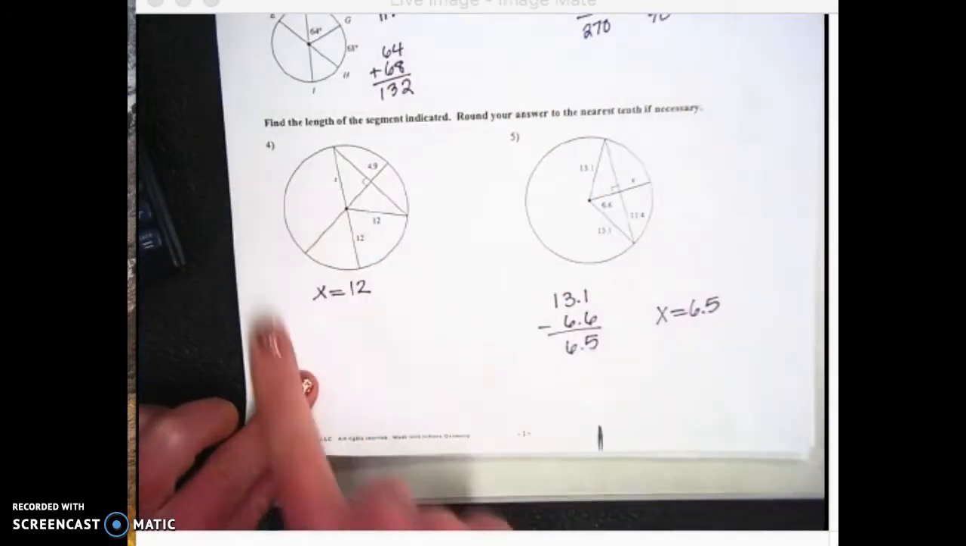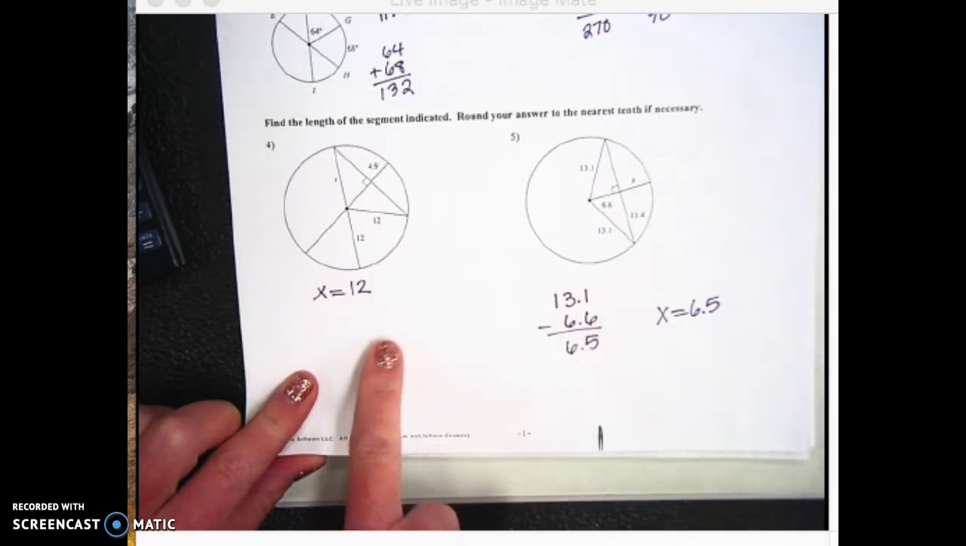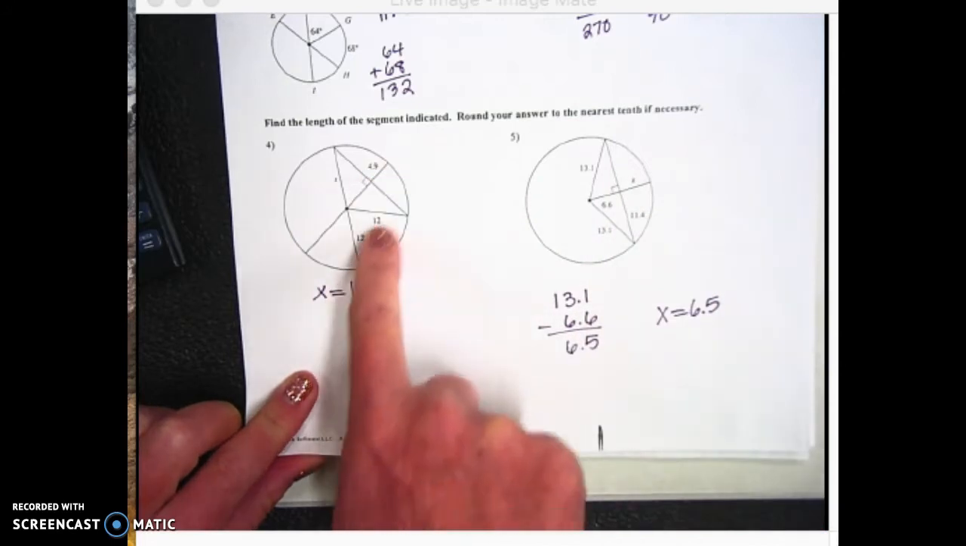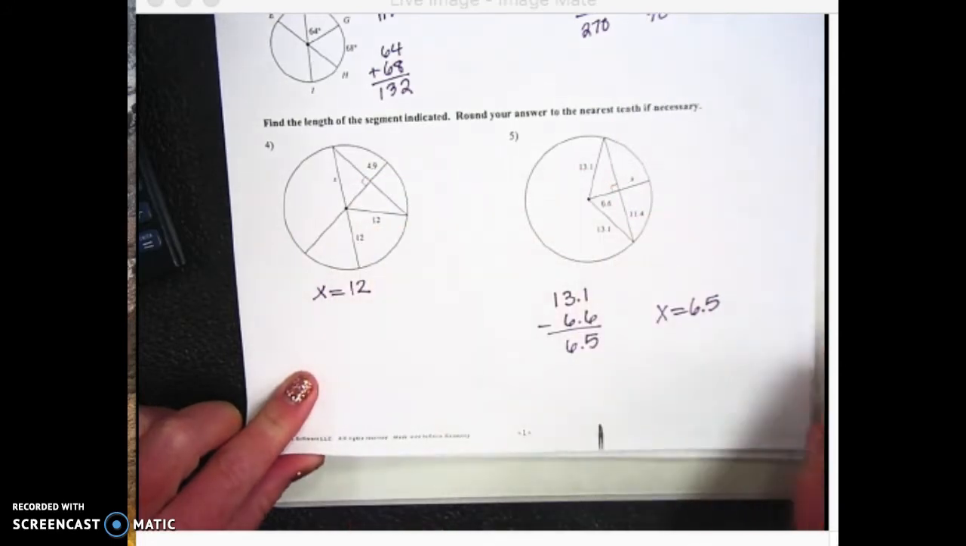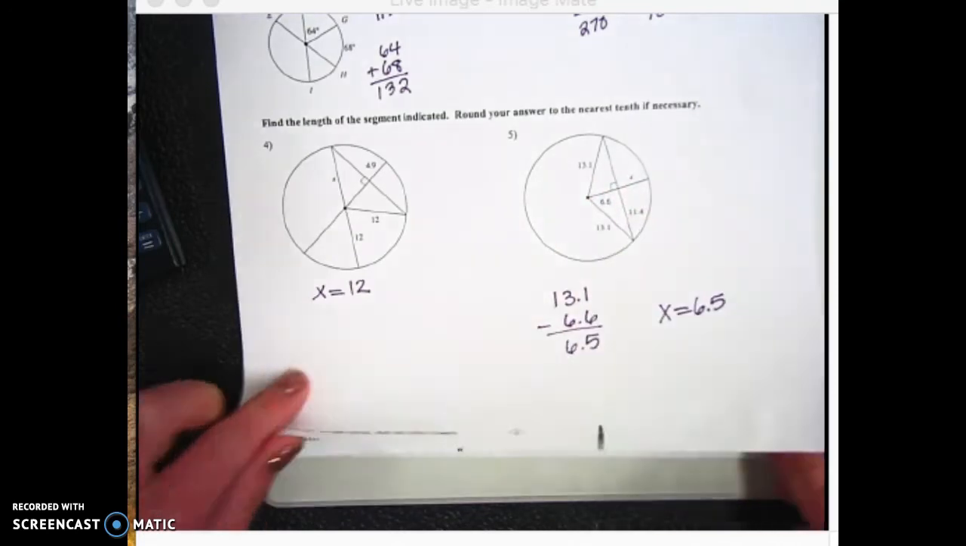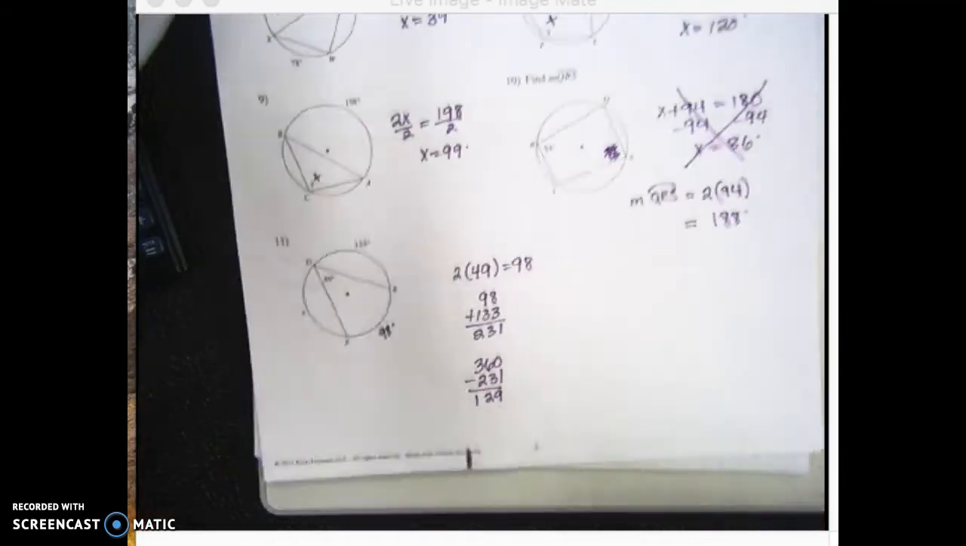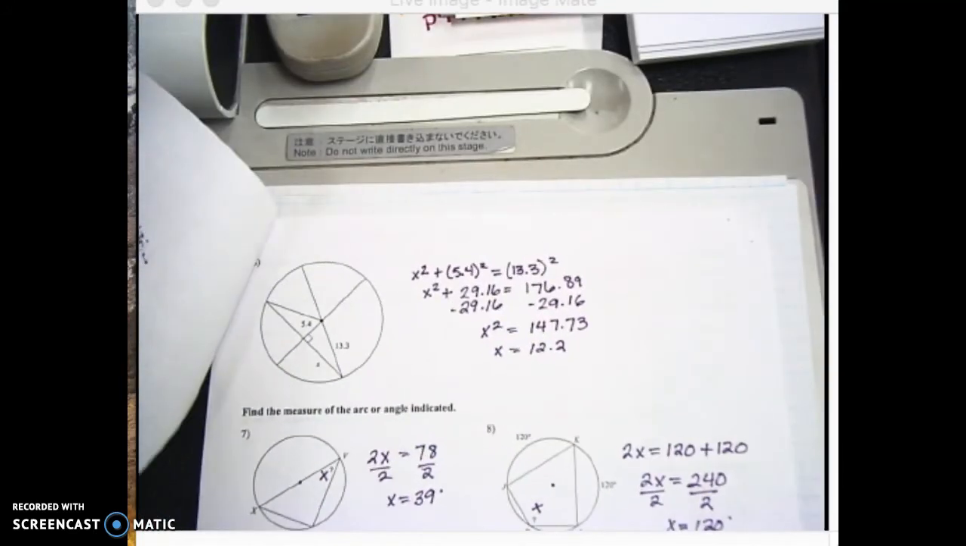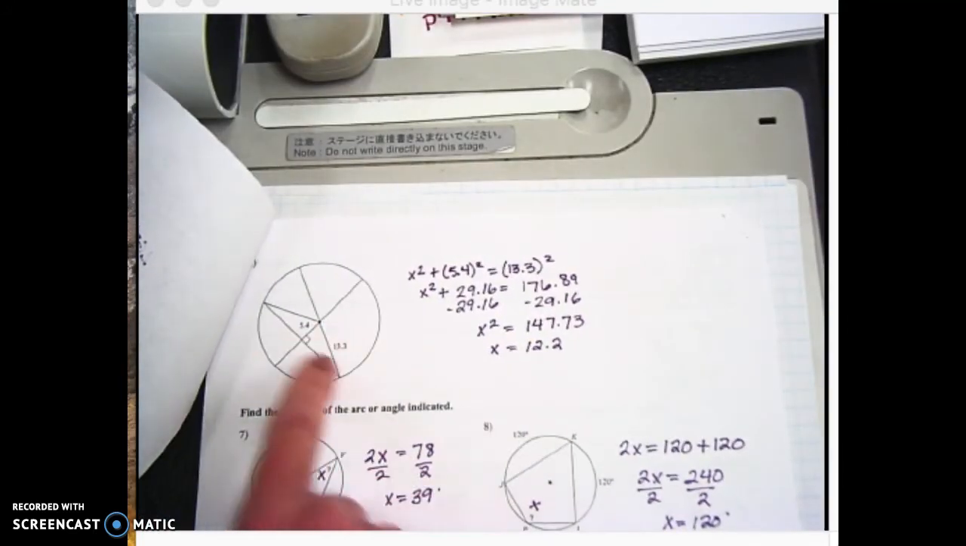Down at the bottom here, you just need to know that all the radii have the same measurements. So when you're missing a piece, you just subtract it from the whole thing. Top of page 2, you're going to use the Pythagorean theorem to get that piece.